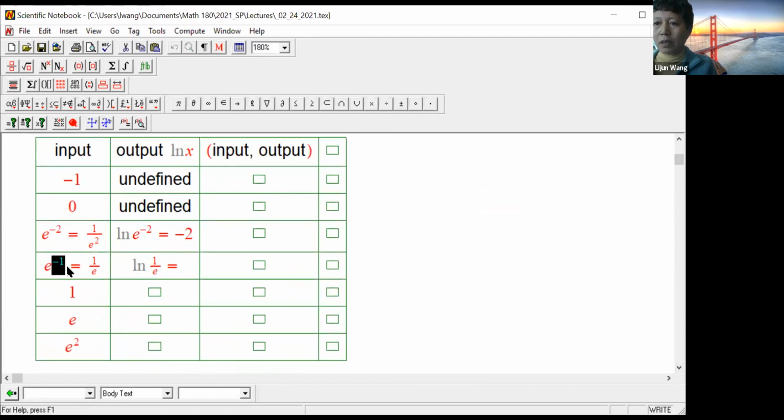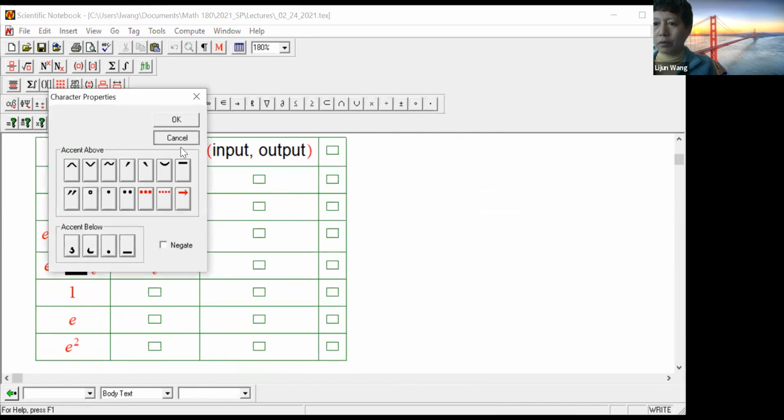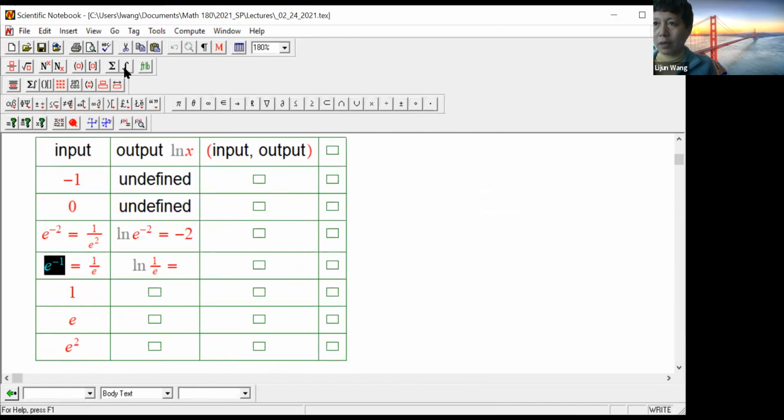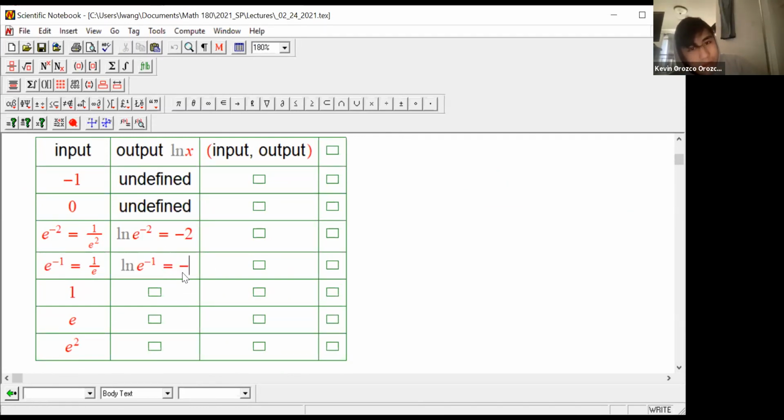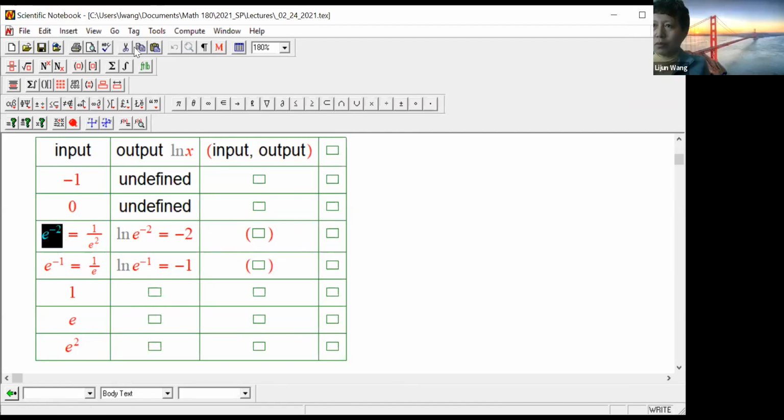Okay, so how about natural log e to the power of negative 1? Negative 1. That's right. You actually like that exponential form, don't you? So then you're going to compose your points. So could you guys write down those points? So the input is e to the power negative 2. E to the power negative 2 is positive. The output is negative 2. Okay, and this input is e to the power negative 1.